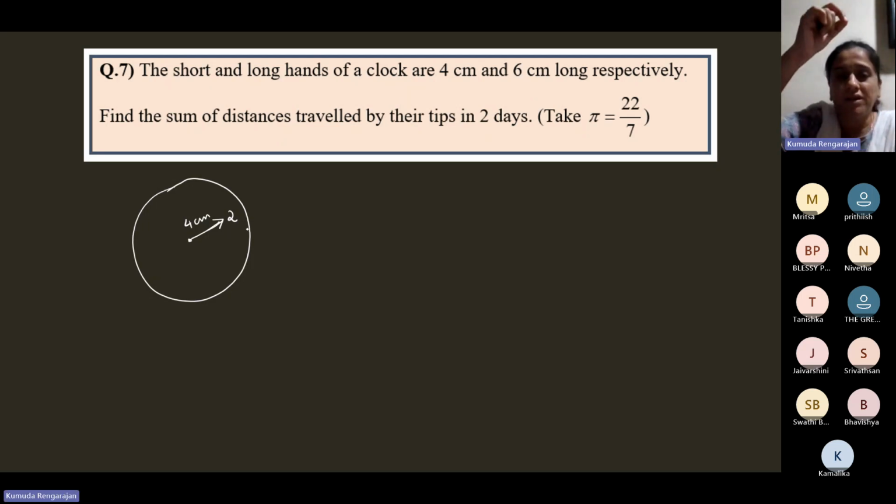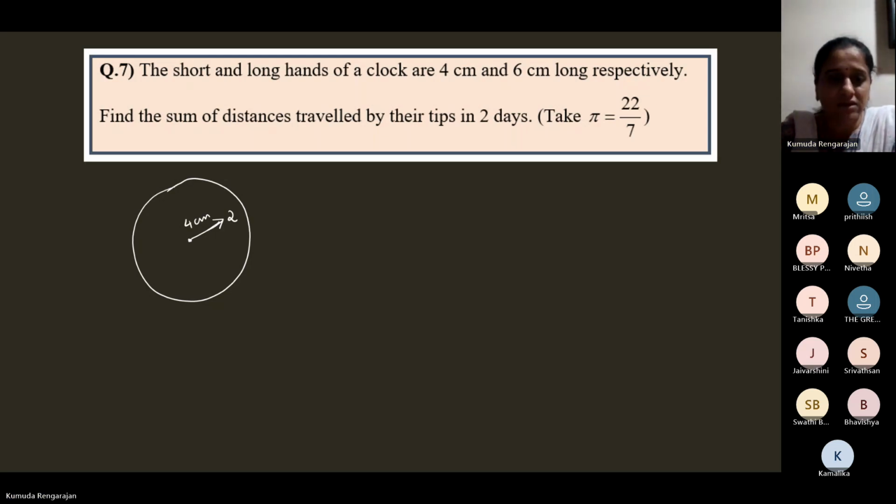Because the tip, what distance will the tip cover when it makes one circle? 2 pi r. The tip will trace a circle, right? The tip will trace a circle. So when the tip of the hour hand traces one circle, the distance covered by the tip is 2 pi r.